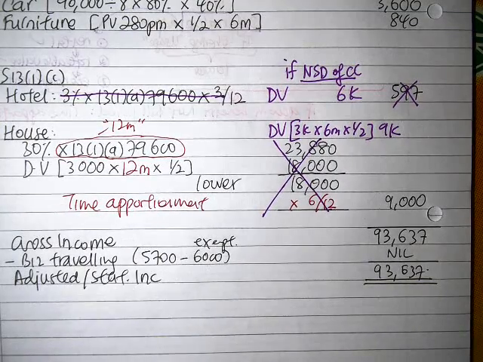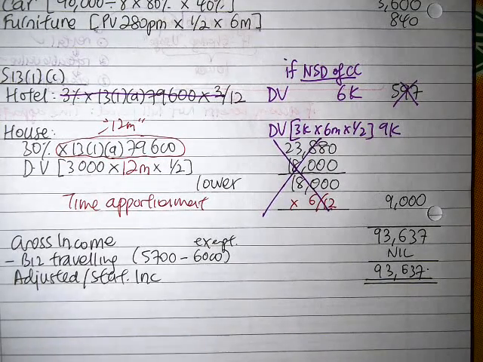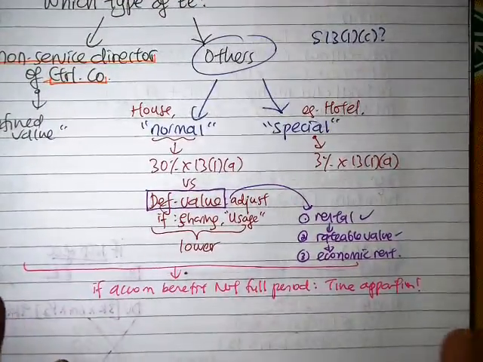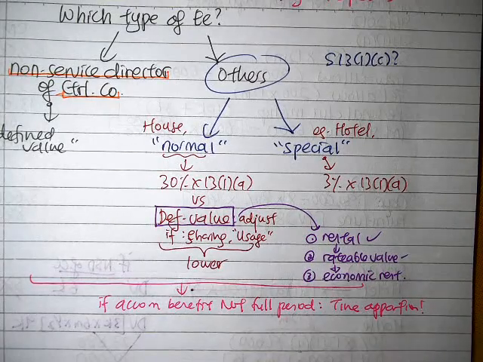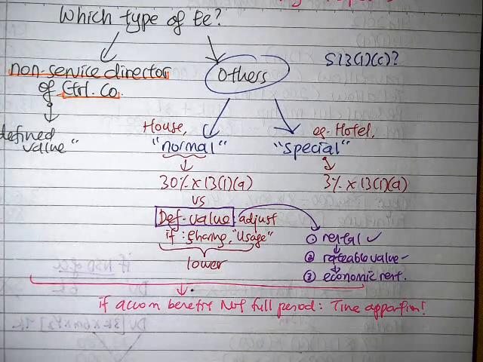Again, this example is to illustrate how you apply the rules on living accommodation. At the same time, in the example, I have covered some other things on employment income.